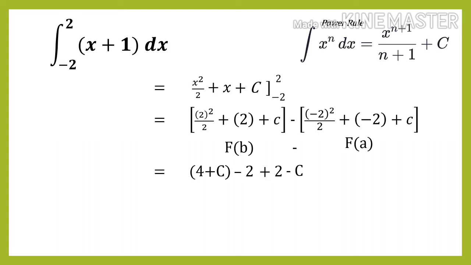So positive c and negative c will be cancelled. That's why it's not needed. 4 minus 2 is 2, plus 2 is 4. So this is the final answer for our first example.